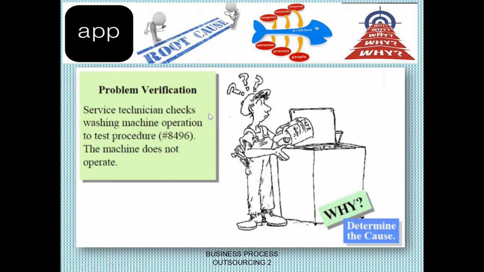First, the service technician checked the washing machine operation according to the test procedure. The machine does not operate. So, since the machine is new, technically it is under what is called warranty. So, you ask why. Determine the cause. So, the technician checked, and the machine does not operate.